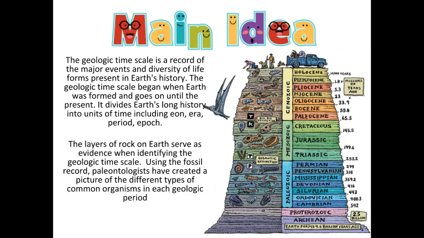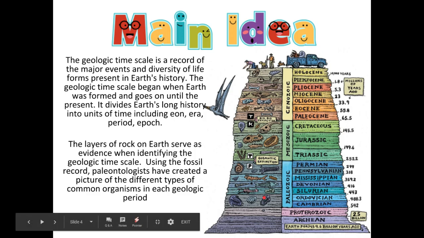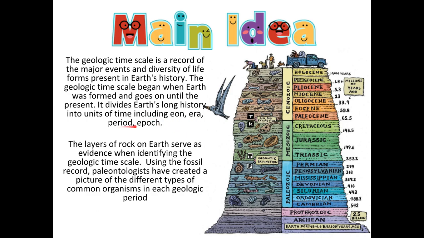So the main idea of geologic time is that scientists take all the fossil evidence and all the rock layer evidence from around the world and put it together to paint a simplified version of what Earth was like throughout its history. It begins with the formation of the Earth, and it goes on until present time, and it divides Earth into units of time called eons, eras, periods, and epochs. It outlines the diversity of life forms that were present in Earth's history according to the fossil record and some major geologic events such as mass extinctions and things like that.